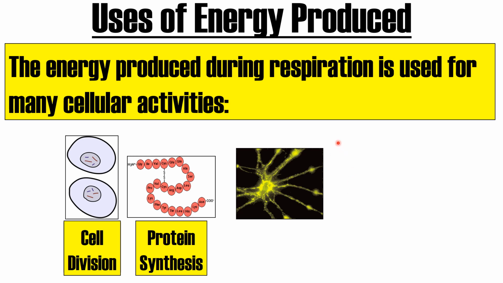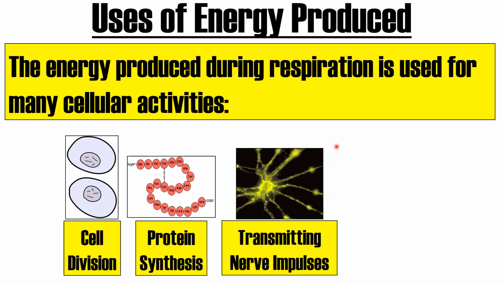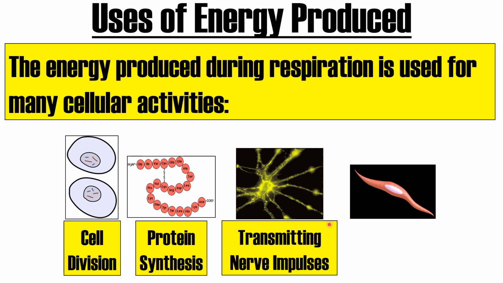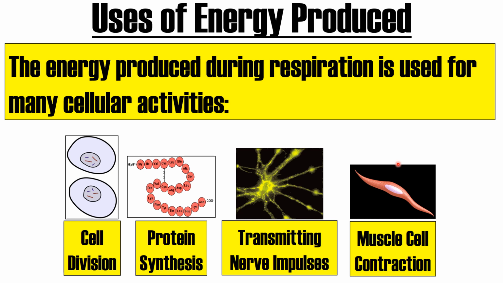This you may well recognize as neurons. So to transmit nerve impulses, those electrical impulses along your nerves, that requires energy. And finally, I don't know if you'll be able to identify this, but this is a smooth muscle cell. So in order to get the muscles to contract, that requires energy. I mean, there's a plethora of different things within the body that require energy, but here's just a few examples.